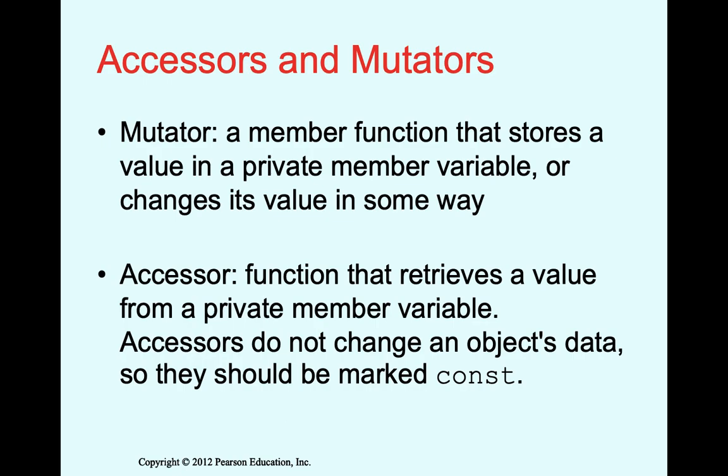So mutator, if the function stores a value in a private variable or changes the value in some way, we call it mutator because it's changing the values. Accessor is the function that only gets the value of the variables and does not change it. Mostly the accessors are const and mutators are the set. So if you want to set width, this is a mutator, get width, this is an accessor.